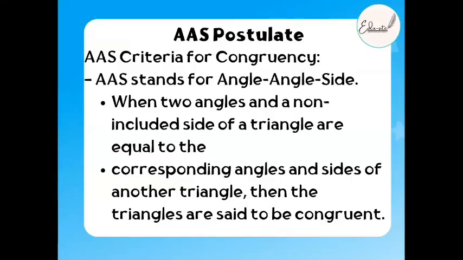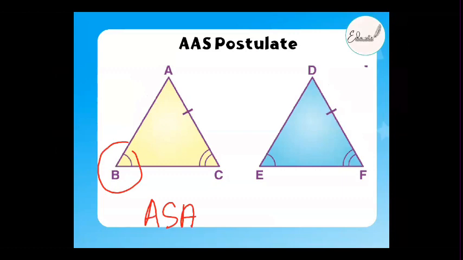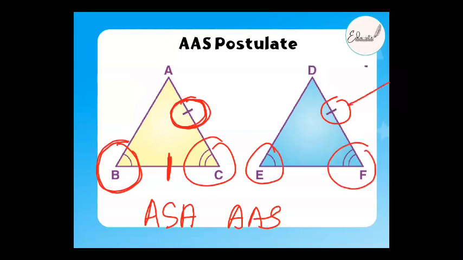Then we have studied ASA postulate and AAS postulate. ASA and AAS postulate are the same, correct? But there's just one difference here. In ASA postulate, the included side was written between the angles, correct? Now in AAS postulate there is no included side. This is not about the included side, it is the excluding side. This angle and a side that is not between these angles.